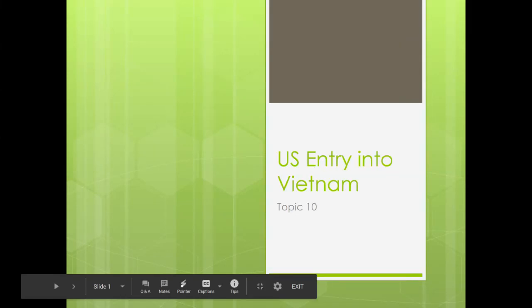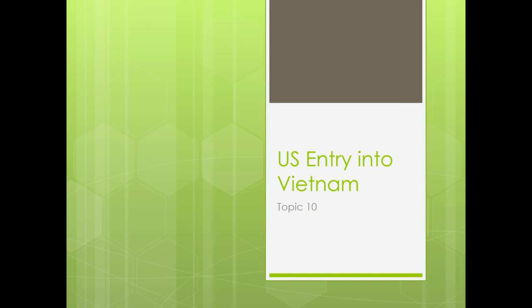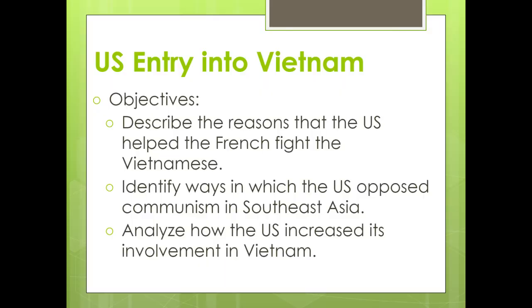So today's topic we're going to talk about is the United States actually entering the Vietnam War, which had actually been happening long before the United States even got involved. So today what we're going to look at is the reasons that the United States originally helped the French fight the Vietnamese. The conflict starts way back right after World War II between the French and the Vietnamese, and is going to continue all the way up into the 70s with eventually the United States versus the Vietnamese.